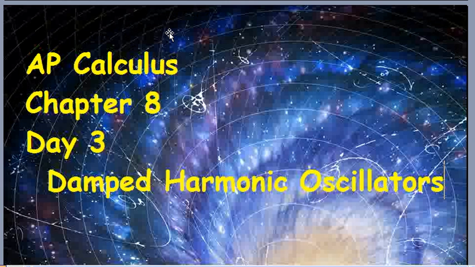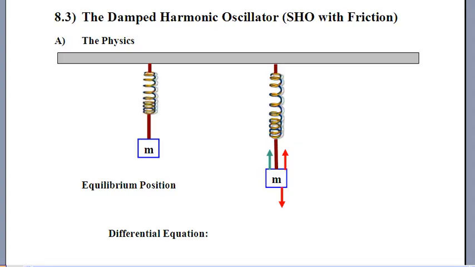So this is day 3 of our chapter 8, our extra chapter on harmonic oscillators. And today we're going to take a look at what happens if there's friction involved in the story with the oscillator. I've got my classic mass on a spring here, and what I'm going to do is identify right away where my equilibrium position is.